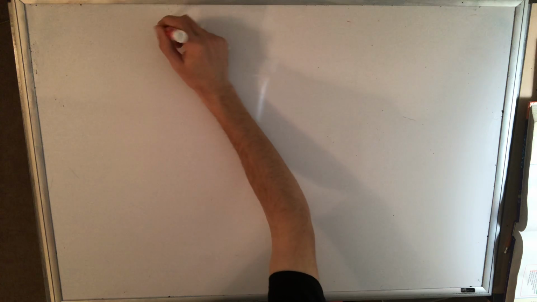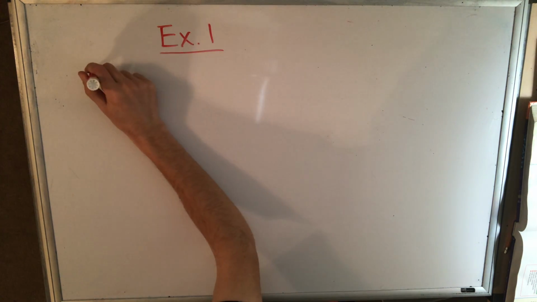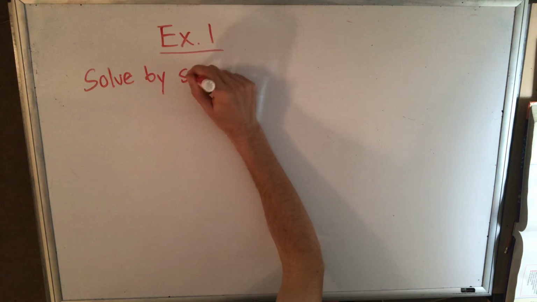Today we will cover section 6.11, solve systems of equations by substitution and elimination. Example 1. Solve the system of equations by using the substitution method. Solve by substitution.